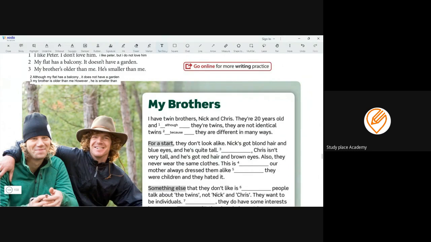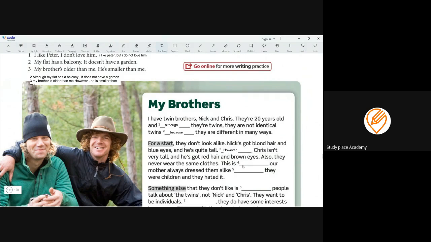Nick's got, okay, I'm just going to stay here and go back to my lesson. They don't look alike. Nick's got blonde hair and blue eyes and he's quite tall. However, Chris isn't very tall and he's got red hair and brown eyes. Also, they never wear the same clothes.